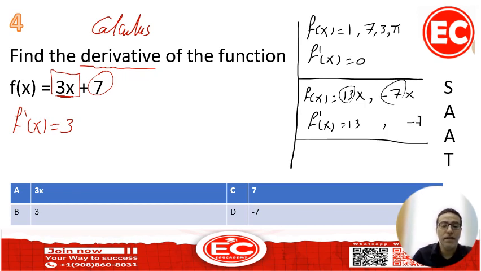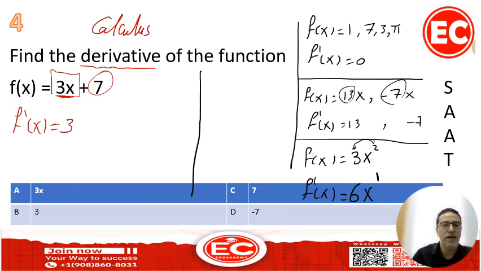And what if the function f of x is equal to 3x power 2, for example? The derivative in this case: you drag down the power 2 and multiply it by 3, which is going to be 6, and you subtract 1 from the power, so 2 minus 1 is 1. Again, you need to revise derivative.